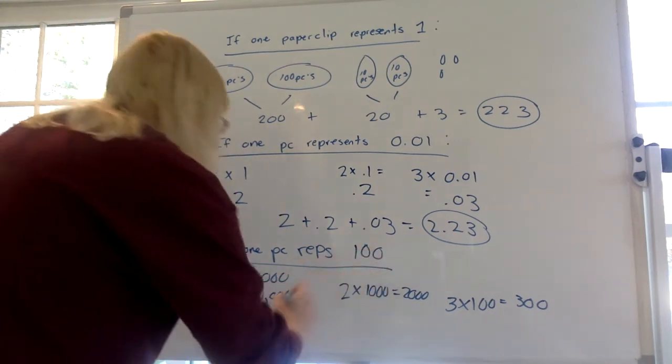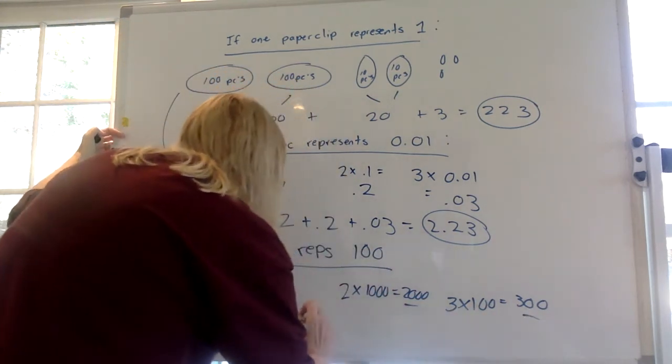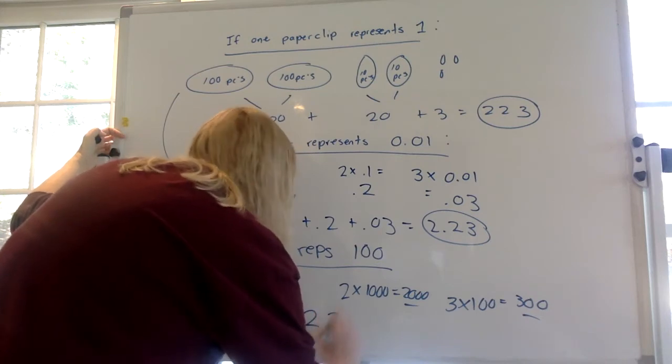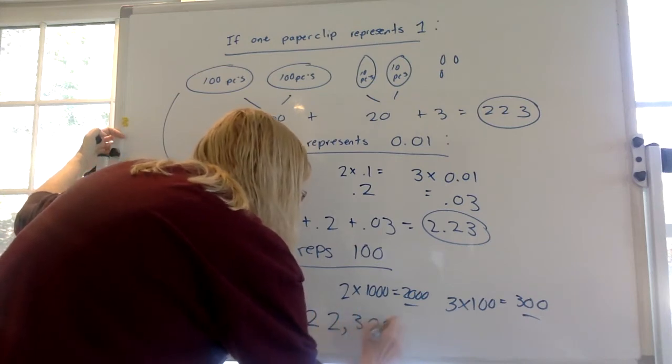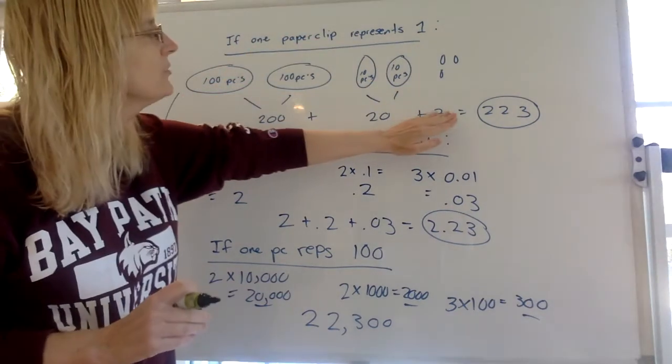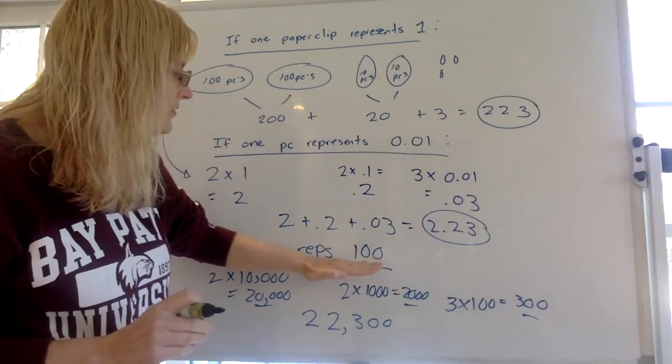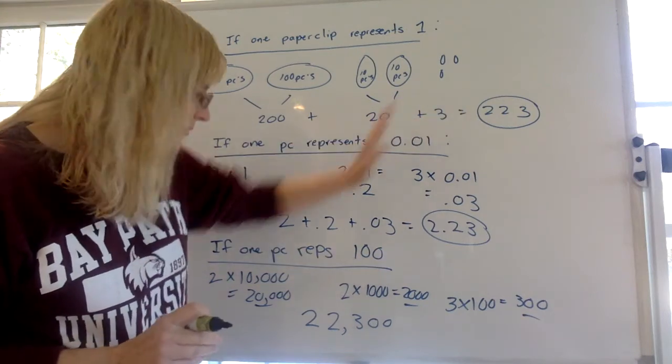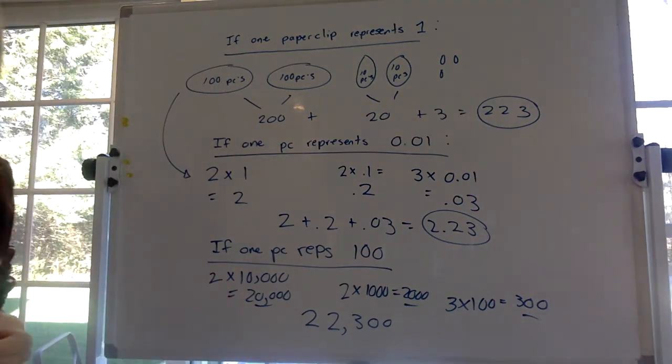So if you add up these three numbers together, you get 22,300. Does that make sense? When we started with 1, we had 223. We went to representing 100. You multiply that number by 100, and you get 22,300.